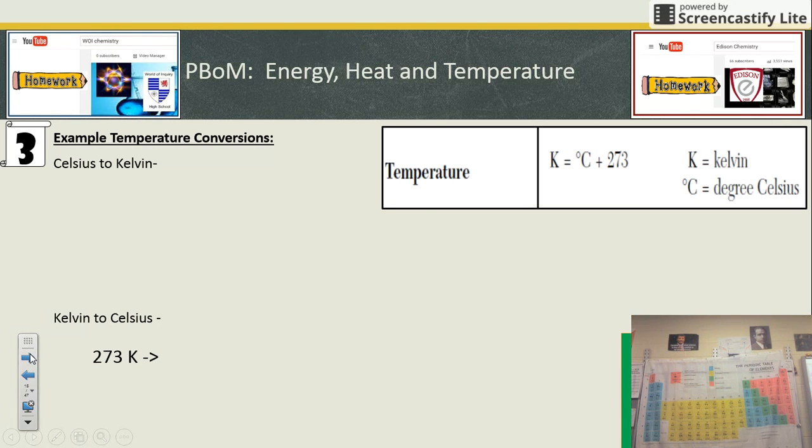273 Kelvin. I'm going to set the equation up the same way. It's just that the numbers are going to be in different spots. So 273 Kelvin equals degrees Celsius plus 273. So to solve for Celsius by itself, I'm going to take 273 away from each side. And therefore, this drops out. That turns to 0.